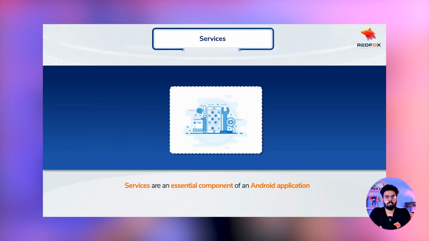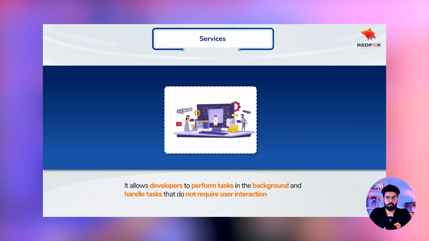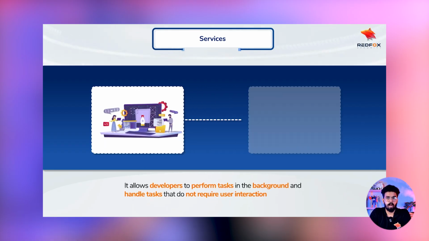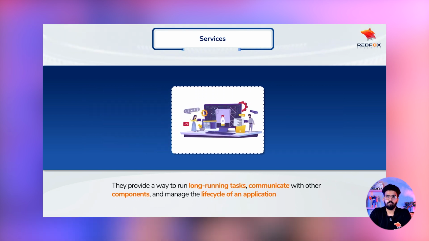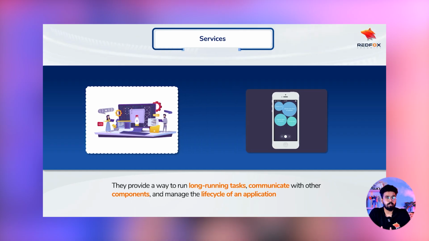The second one is services. Services are an essential component of an Android application. They allow developers to perform tasks in the background and handle tasks that do not require user interaction. They provide a way to run long-running tasks, communicate with other components, and manage the life cycle of an application.